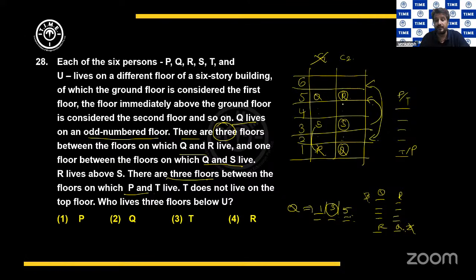And it is clearly mentioned that T does not live on the top floor. So it has to be P, 1, 2, 3, 4, and it is T. And the remaining person is U. So U will come at the fourth floor. This is the final arrangement.